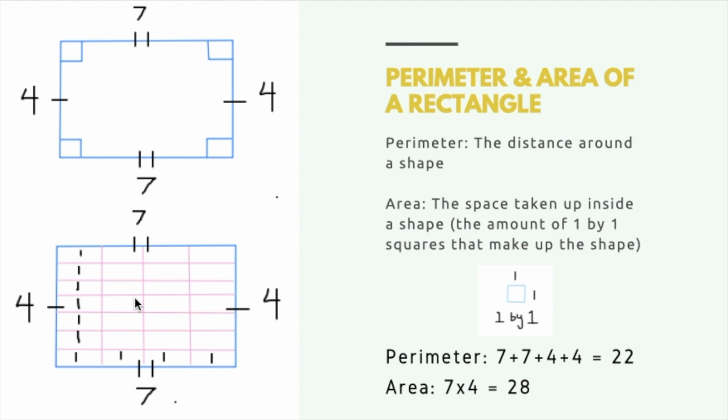You can count all these squares one by one, but an easy way to find out the area would be to multiply the length times the height of the rectangle. Doing so would give you this. So our area would be 28 square units. Now let's move on to the special idea of squares.